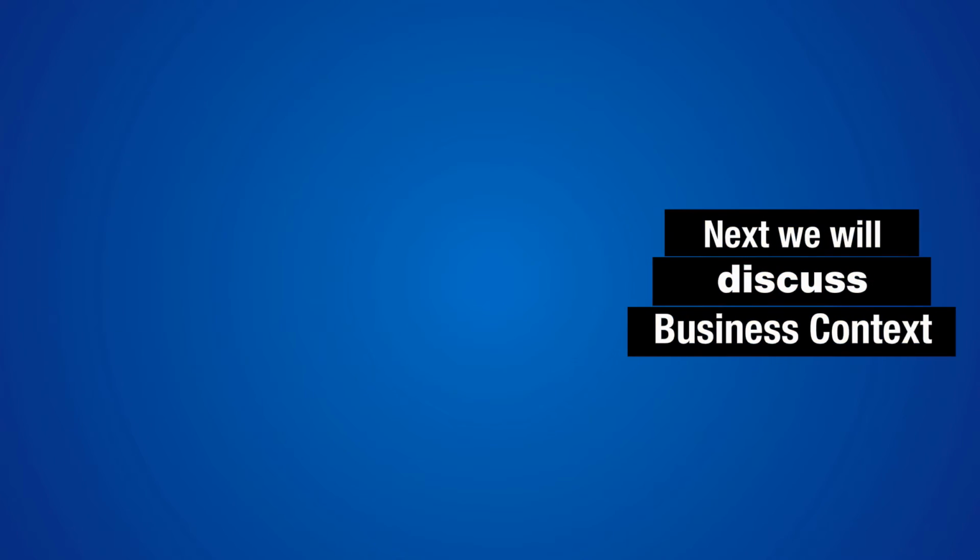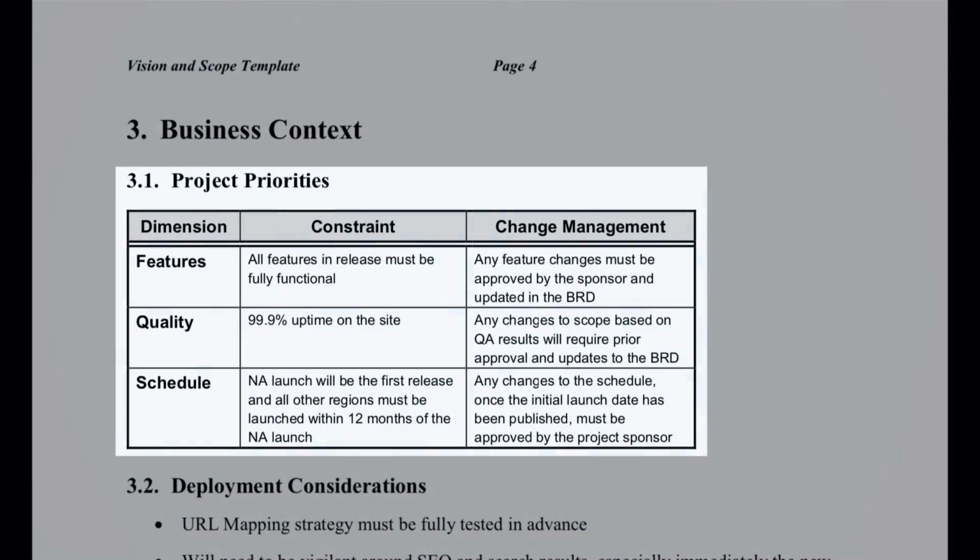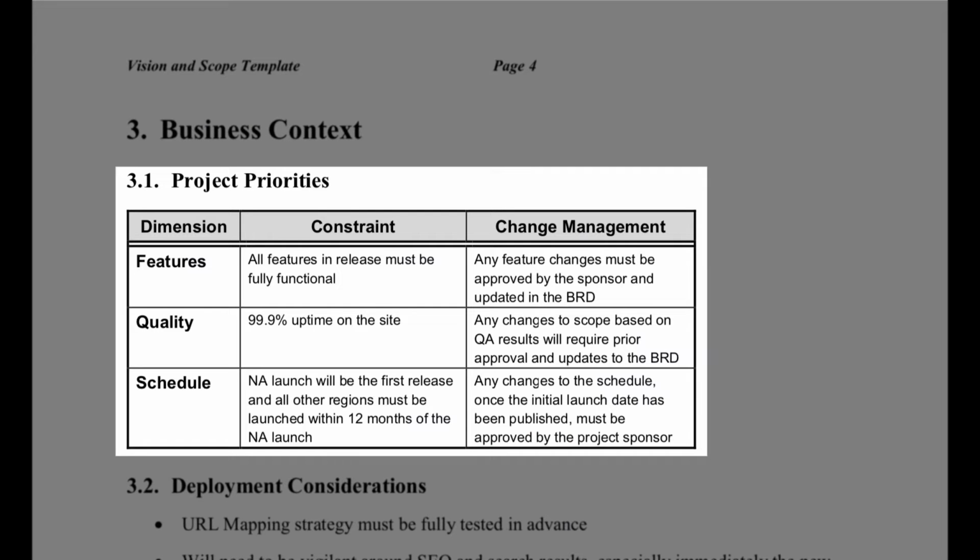All right, now we have covered all of our sections that were related to the scope and the features. So now we're going to get into our third section of the vision and scope document, which is business context. And that is 3.1 project priorities.